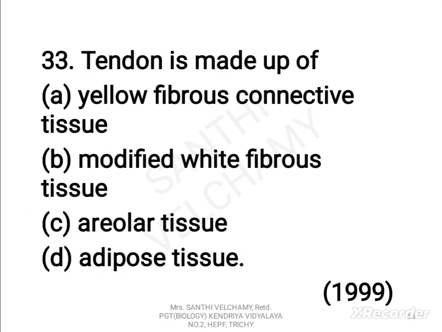Now next question. Tendon is made up of A. yellow fibrous connective tissue, B. modified white fibrous connective tissue, C. areolar tissue, D. adipose tissue. The correct answer is B, modified white fibrous tissue. White fibrous tissue has two forms, cords and sheets. White fibers run parallel to form cords called tendons.